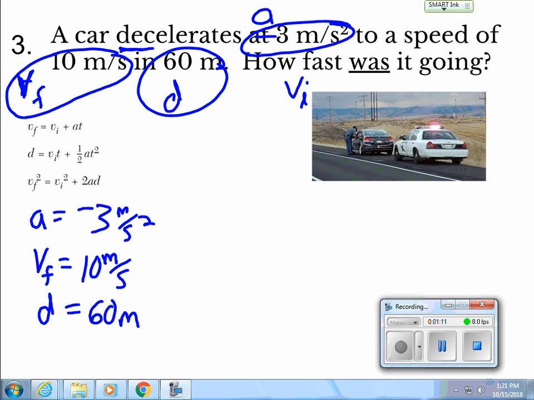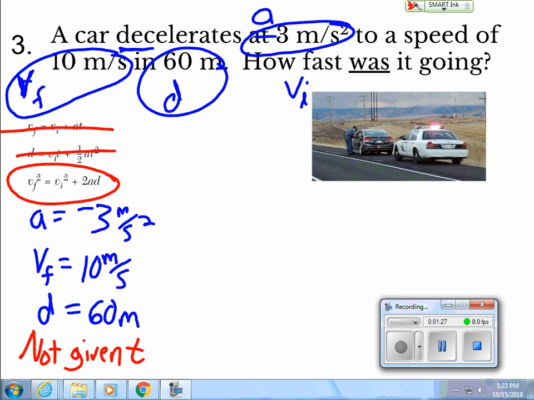Because you're not given time, you are not going to choose that equation or this equation. This is your best equation because you have 3 things and you're not having time. Alright, so let's plug into our equation. We're going to use this equation: V final squared is equal to V initial squared plus 2AD.